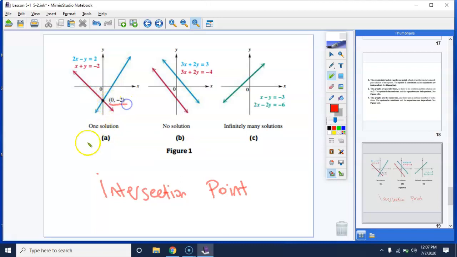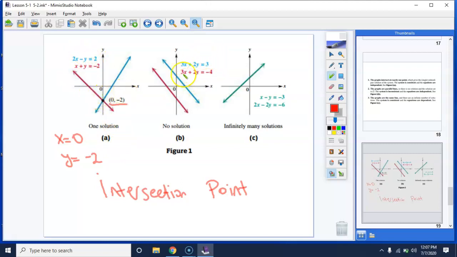Which means here, x should be equal to 0. If you have an ordered pair, you know that the first one should be x, the second one should be y, and then y should be equal to negative 2. That's my answer, and I believe that's the easiest way to solve this system of equations, by graphing.